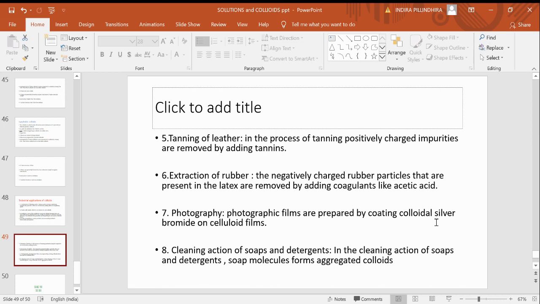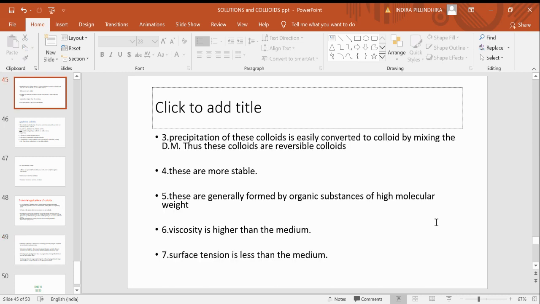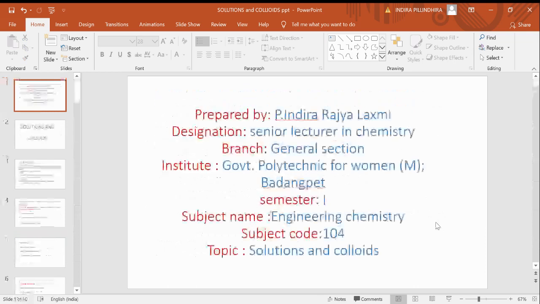And if we summarize this chapter, it's where we have started with the solutions. Then we have seen what are the, we'll move to the first slide.